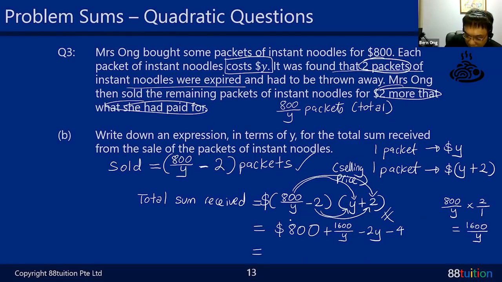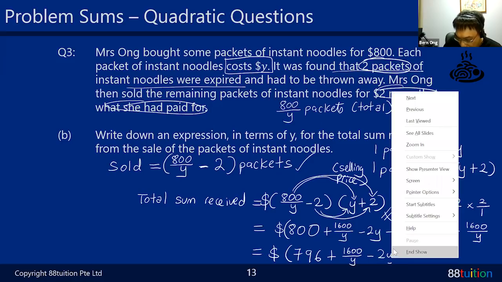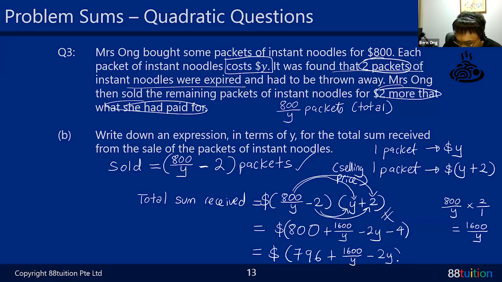You can simplify as best as you can. Go ahead, $ sign outside. 800 minus 4 is 796, plus 1600 over Y minus 2Y. And this is your final answer. If you want to do that, you can. If not, your teacher will accept this so that you don't have to simplify. The reason why I want to simplify is so that the next portion will be easier for me. So 796 minus 2Y plus 1600 over Y.